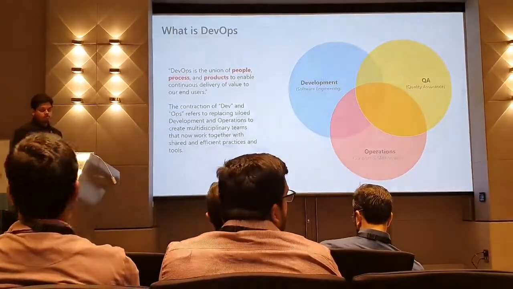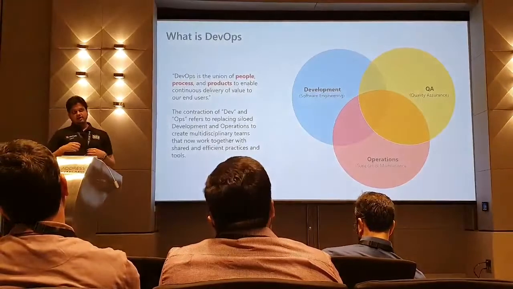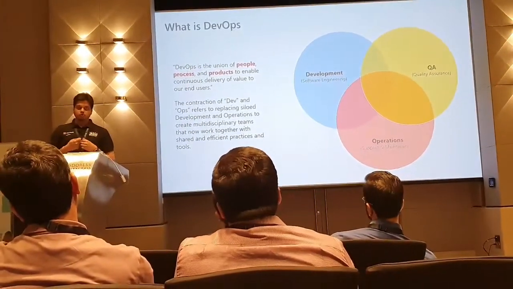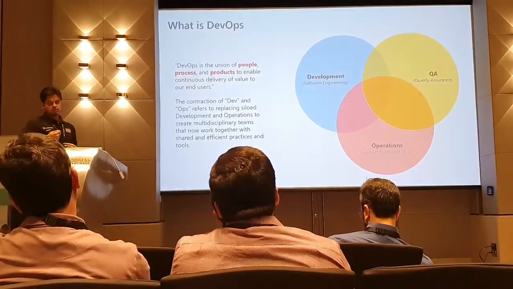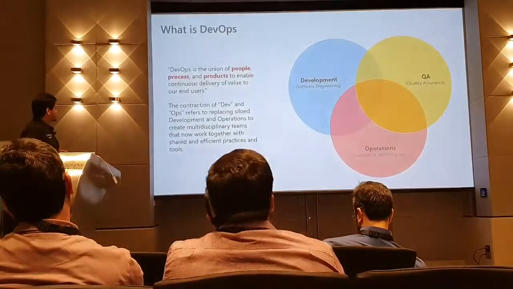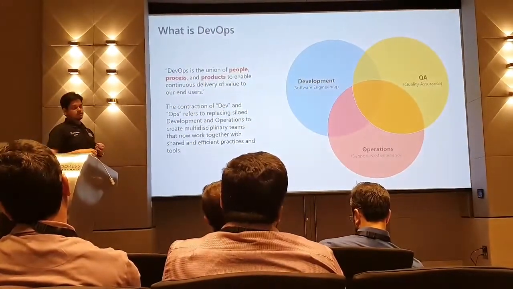It also focuses on the process. So how does DevOps use the process? Because it uses a lot of tools, and by using those, it follows the process and does the automation. And the last one is the products. I already discussed that.